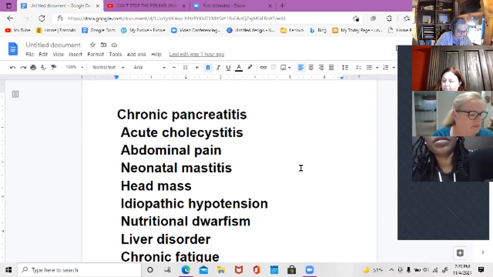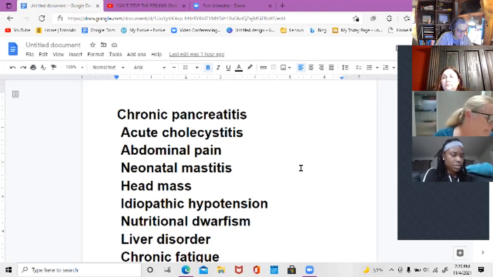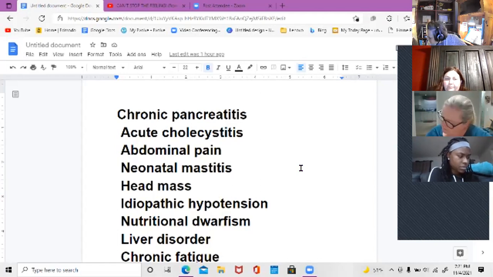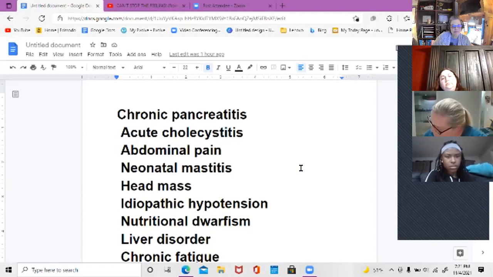Okay, so it says localized swelling, mass, and lump, head. Localized swelling, mass, and lump, head. So I agree that that's the correct code. Okay. Idiopathic hypertension.